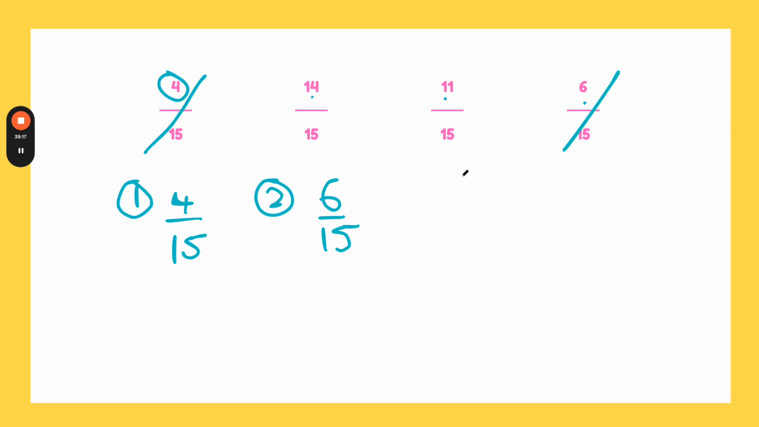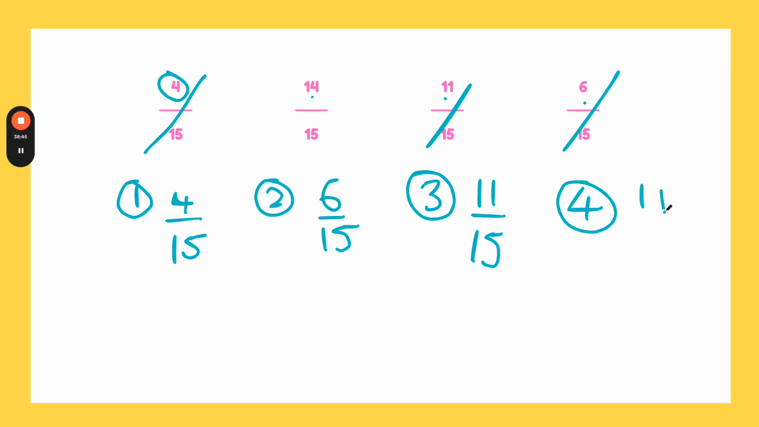Use this fraction. Okay, so the next smallest out of 14 and 11 would be 11 over 15. So it will be 11 over 15 is our third smallest, which then leaves us with 14 over 15 as our largest fraction.